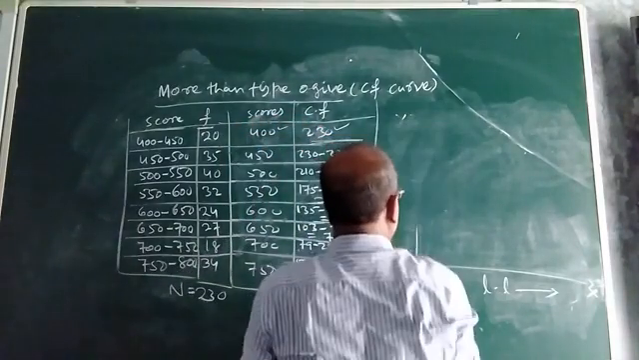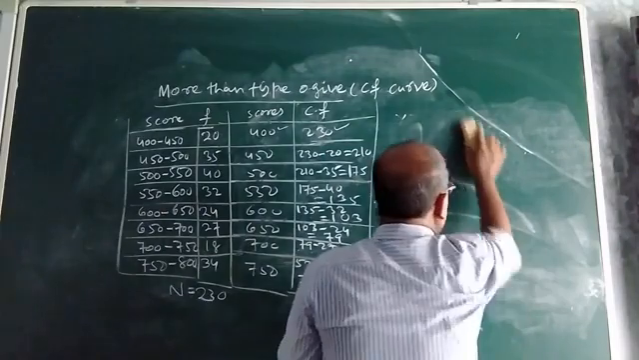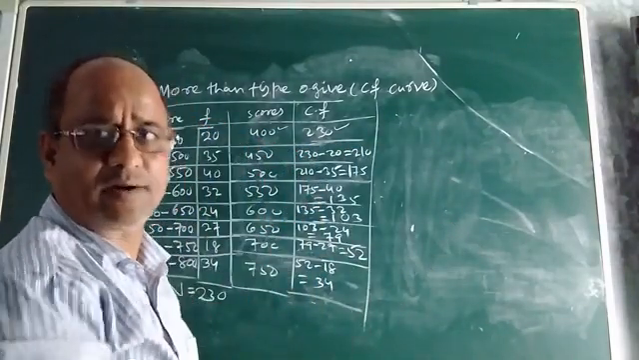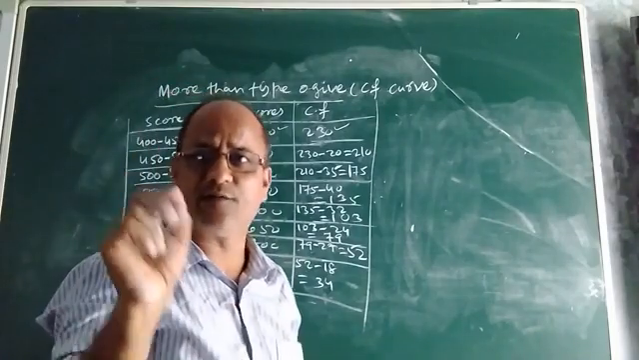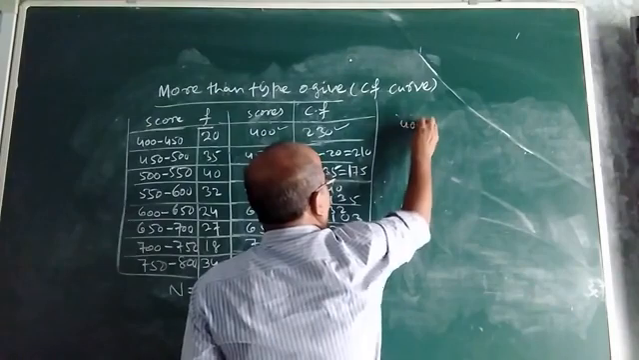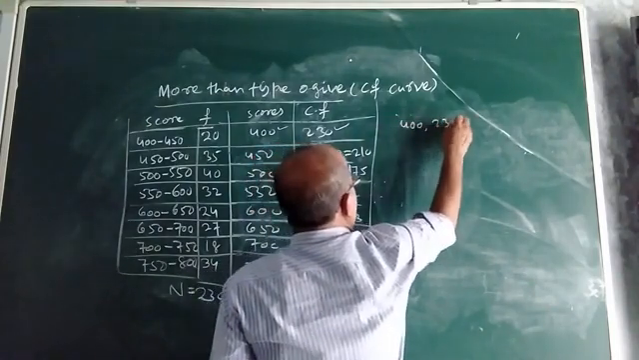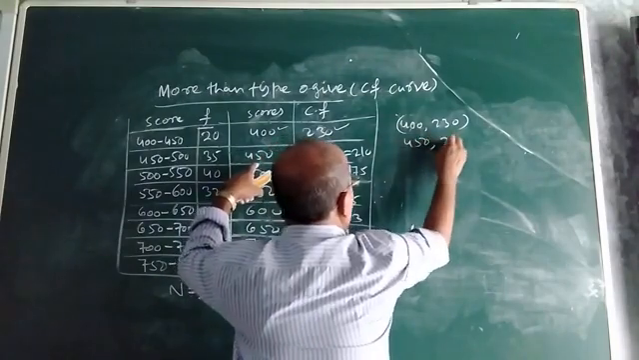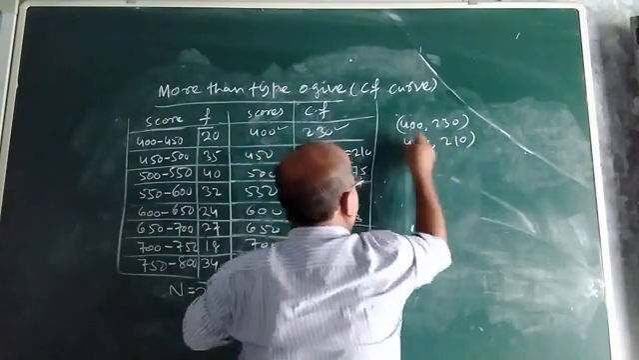Now let us mark the points. First let us mark the points, then we will draw the graph. It is to be drawn in graph paper only, but I am doing it on the board for the sake of your understanding only. So what are the points? The points are 400, 230. It is one point. Then 450, 210. It is the second point.